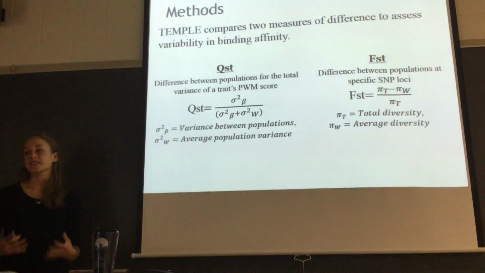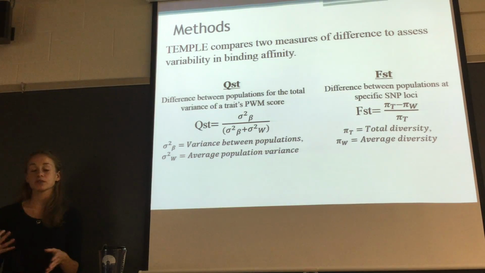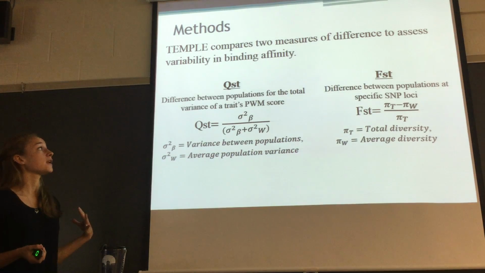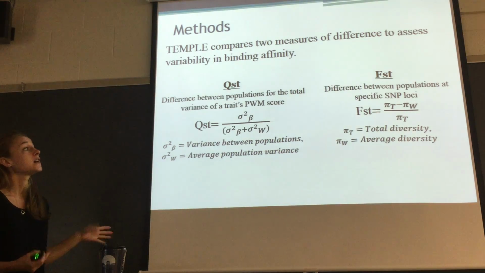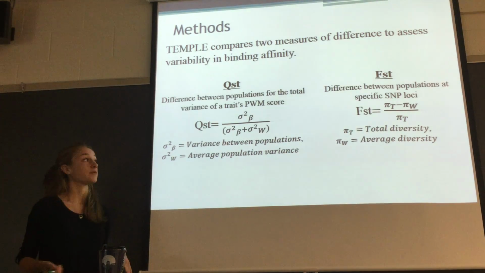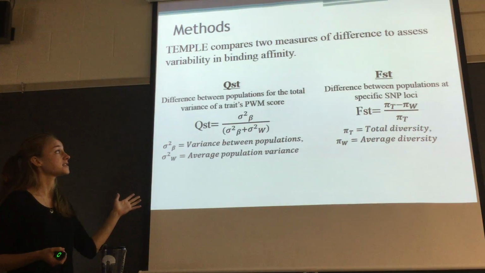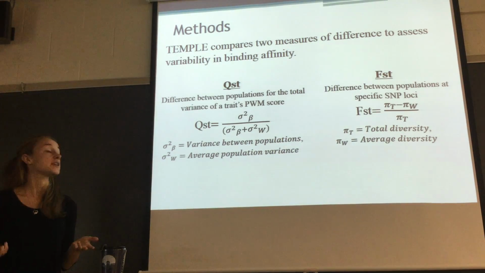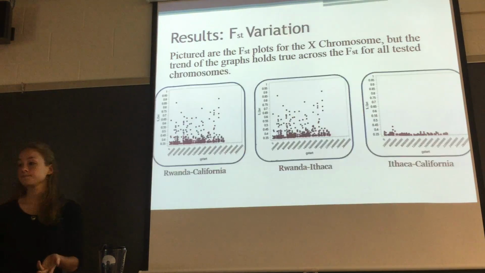So how does Temple assess the differences in these binding affinities? Well, it uses two different scores, QST and FST. QST specifically is the difference between a population using the PWM score, and FST assesses the difference between populations at a specific SNP loci, which is a single nucleotide polymorphism. And then it uses these equations and tells us how the binding affinity for the transcription factor changes, and with the change in binding affinity, thus the change in expression.